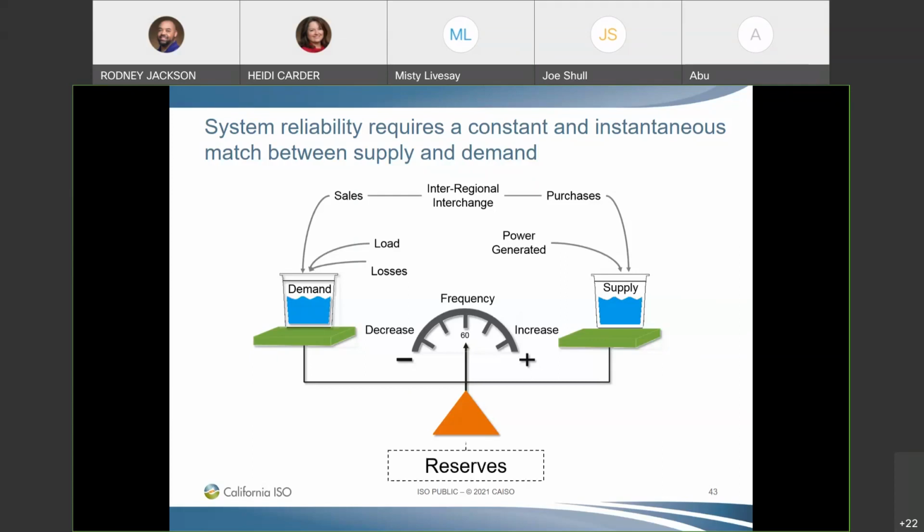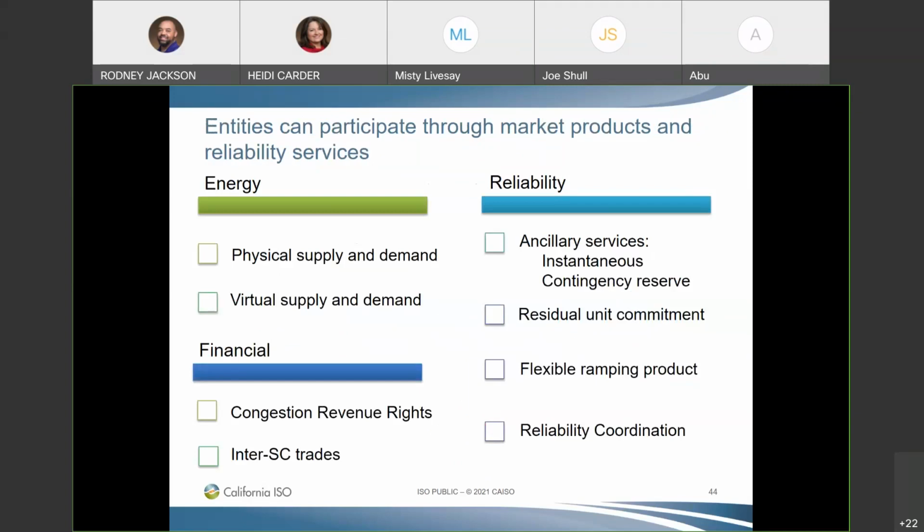So we have to make sure that we have reserves available to meet those changes, and it's important that we do that. So entities can participate through market products and different services to help ensure that. Now, we're going to have different ways we can do that. The physical supply and demand bids are for resources that have the ability to provide actual physical energy into the bulk electric system. Now, convergence bids or virtual supply and demand bids, they're just financial positions only.